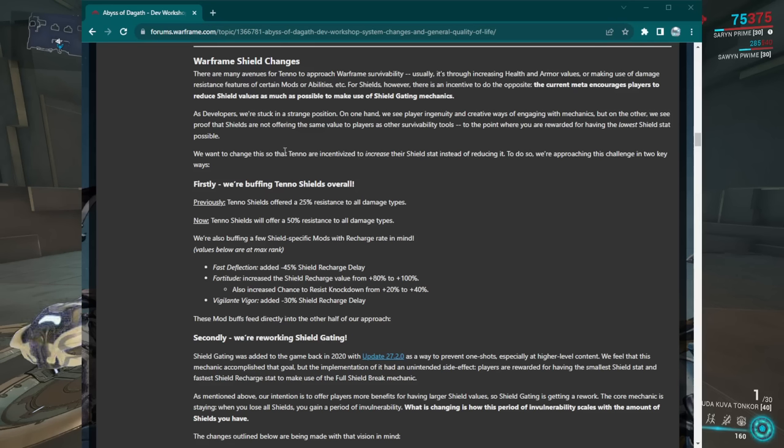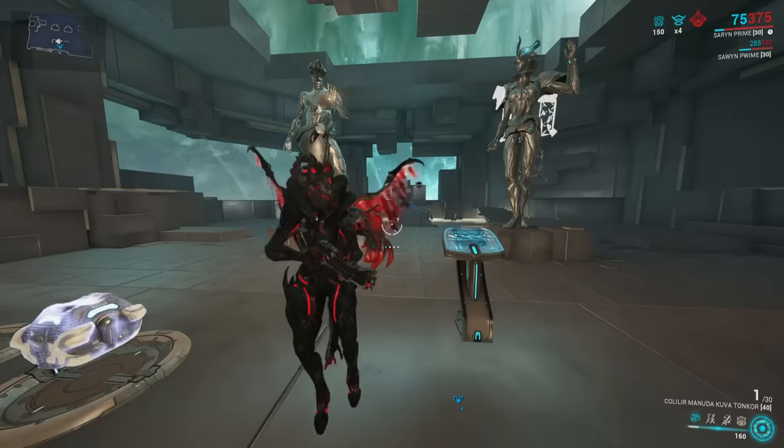We want to change this so that Tenno are incentivized to increase their shield stat instead of reducing it. To do so, we're approaching this challenge in two key ways. Okay, so first, they're buffing Tenno shields overall. Tenno shields will have 50% damage reduction to all types. So, big Hildryn buff right there. If you don't know who Hildryn is, she's basically a massive shield character that doesn't even have an energy bar. She uses her shields for energy.